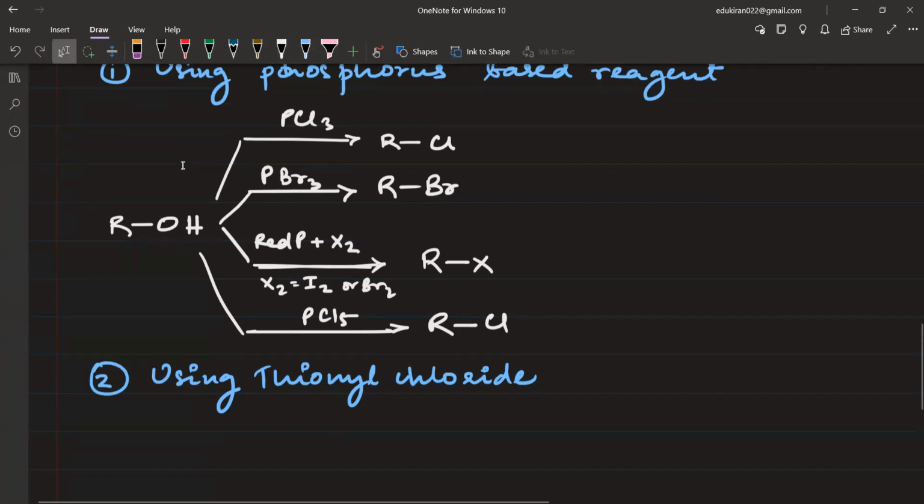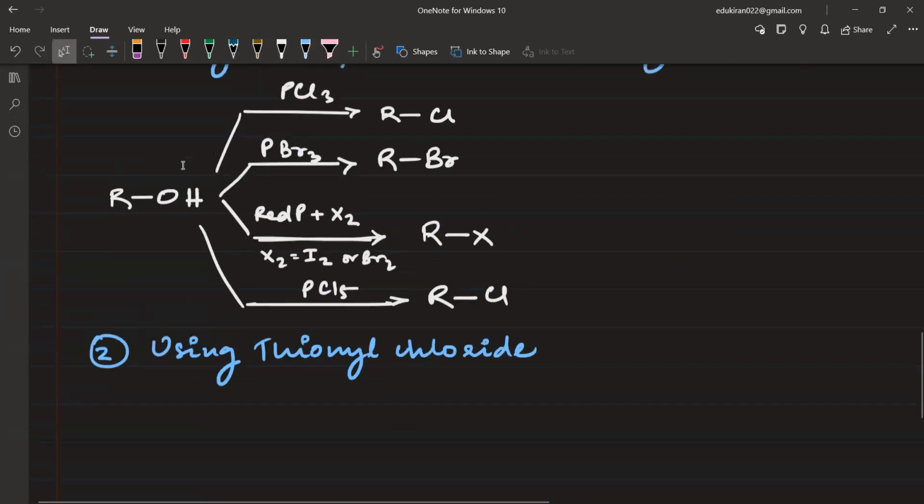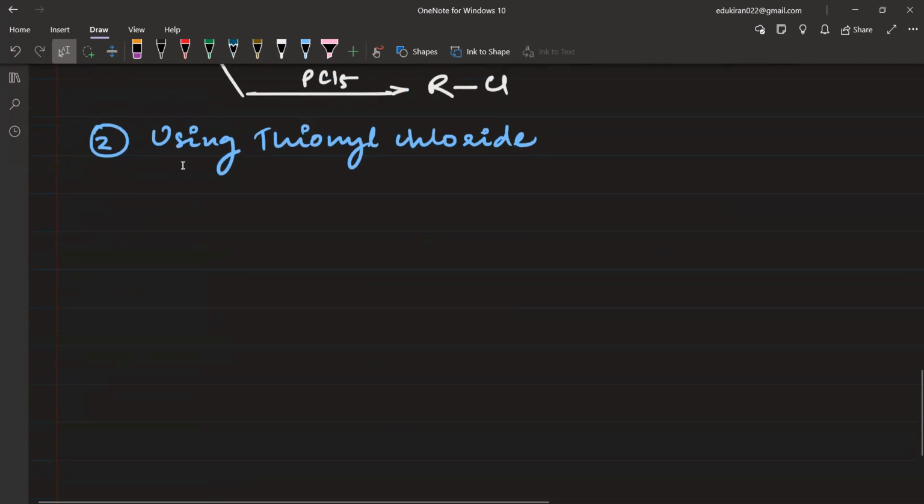Done with phosphorus paste? Yes or no? Please tell me. Done? Yes, sir. So could you scroll up one second?